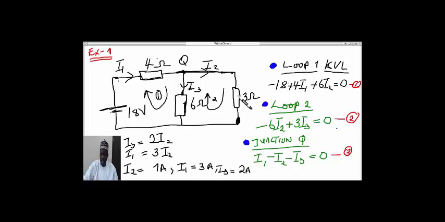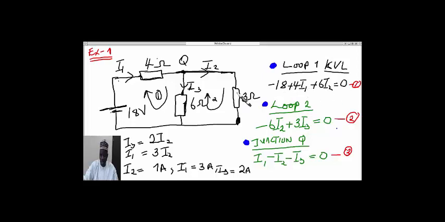Considering loop 1, if we start with the battery, going in the clockwise direction, I'm going to meet the negative terminal of my 18 volt battery, and therefore it is minus 18. Then plus, my current I1 is in the direction of my loop, therefore my drop 4 times I1 is going to be positive. That's why I put plus 4I1. Similarly, when I'm coming down to the 6 ohm, my I3 is in the direction of my flow, therefore the potential drop across the 6 ohm resistor is also positive.